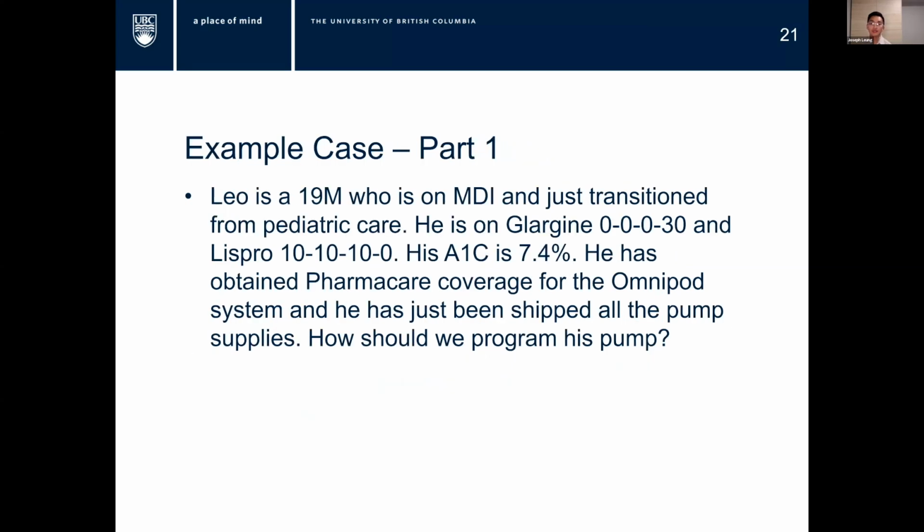So we're going to take the example of Leo. He's 19 years old and on MDI and just transitioned from pediatric care. He's on glargine 30 units at night and Lispro 10 units with each meal. The A1C is 7.4%. And we've now obtained Pharmacare coverage for the Omnipod system, and he's just been shipped all the pump supplies. So how should we program his pump?